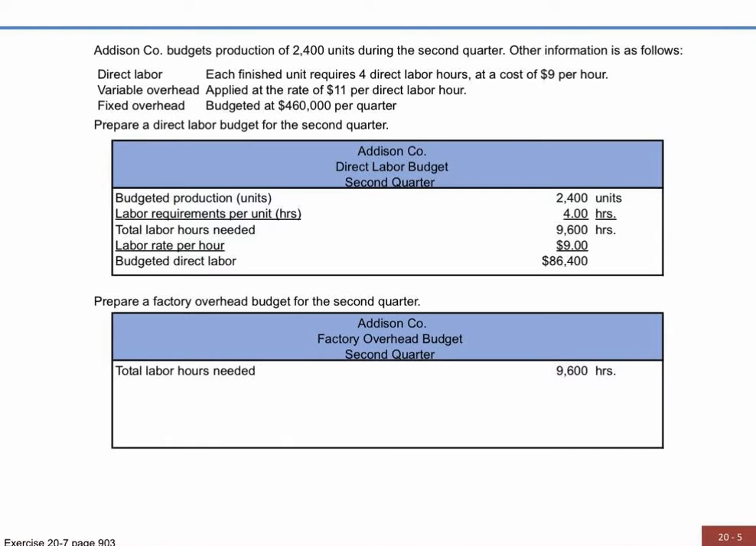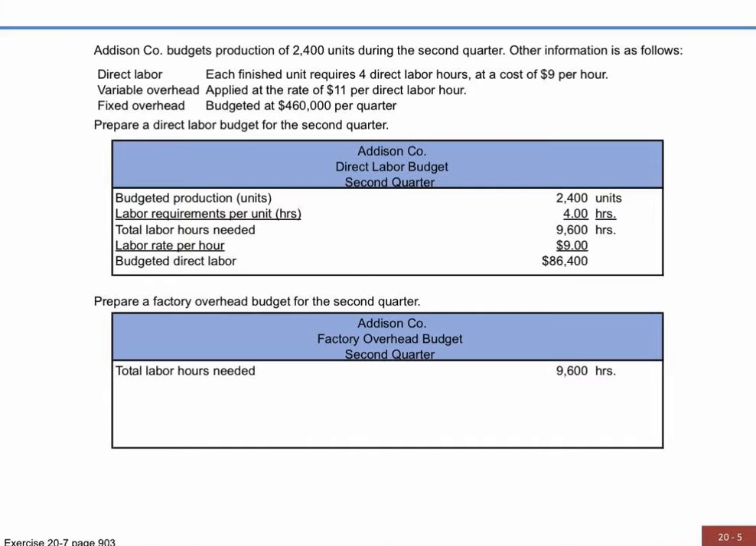Again, we're going to start with the 2,400 units in production, and it's going to take 4 labor hours per unit to produce each item. So 9,600 labor hours is what we were projecting for the period. We allocate our overhead in this problem based on direct labor hours, so we're just going to use that total labor hours budgeted as our starting point here.